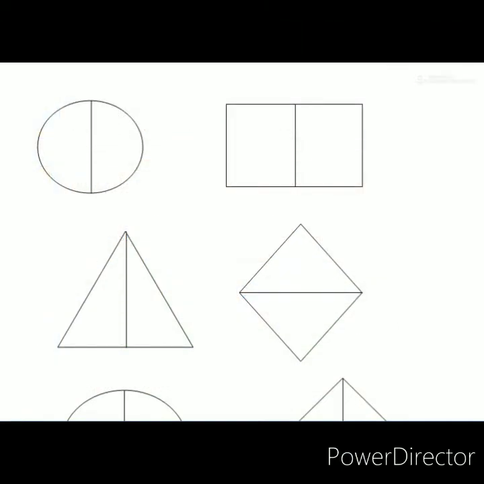See, these are some different shapes. I can show you how we can divide these shapes into two equal parts. When we divide any object or any shape into two equal parts, each part we can say is a half. This half we can write in fraction form as 1 by 2 or 1 upon 2.